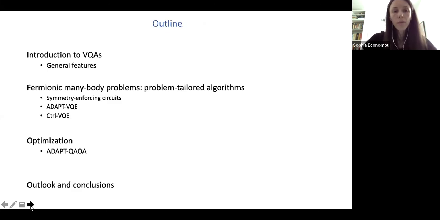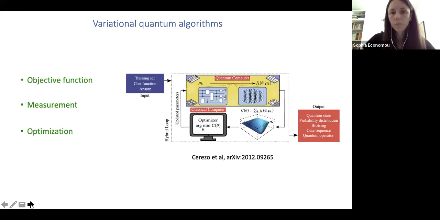I did already motivate VQAs. I'll talk a little bit more about them just to orient the audience. And then I'll go on to talk about fermionic many-body problems, and specifically our work, which is focused on problem-tailored algorithms. If I have time, I'll talk a little bit about QAOA and optimization, and I'll leave you with some outlook and conclusions.